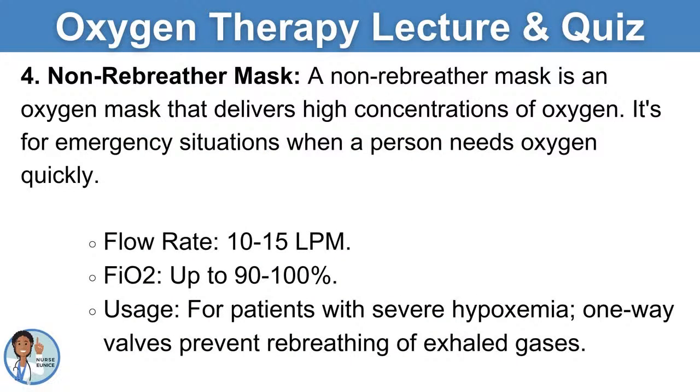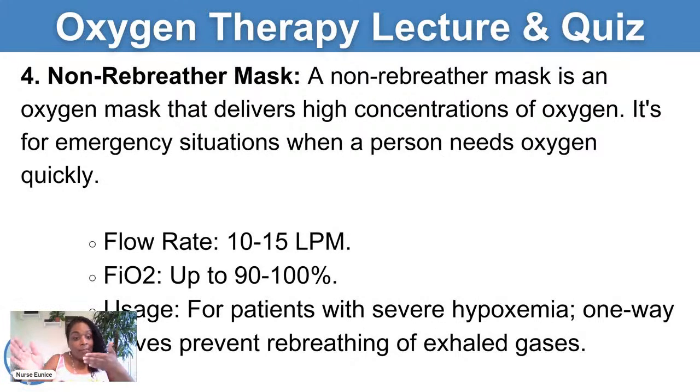The non-rebreather is very common, especially in your critical care and your telemetry floors. We may start off with a nasal cannula, but depending on how the patient's presenting, we may have to go up to the non-rebreather mask. The non-rebreather is similar to the last mask that I just showed you. However, it does not allow any rebreathing of exhaled gases. So this person's getting almost 100% oxygen. It is high flow, so this one is for emergencies. And you can wean the oxygen. You can go up, you can go down.